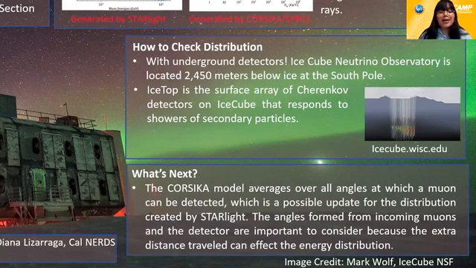What's next? The Corsica model above averages over all angles at which a muon can be detected. This is a function that has yet to be implemented for Starlight. And the reason why this is important is because that extra distance that a muon travels can potentially influence the energy distribution later on.